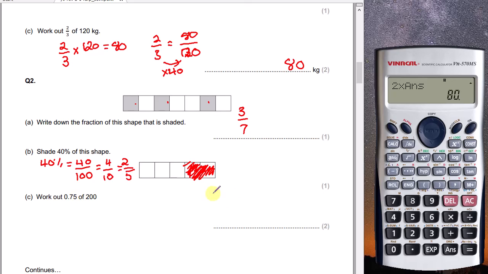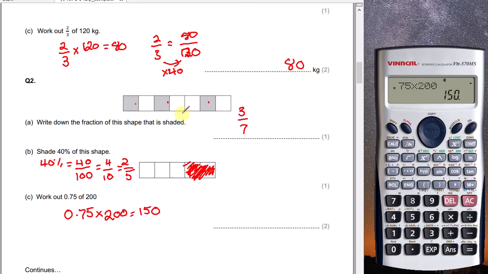0.75 of 200. The "of", you're classically told, turns into a multiply. So 0.75 times 200 is 150.